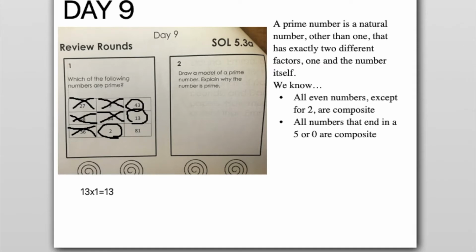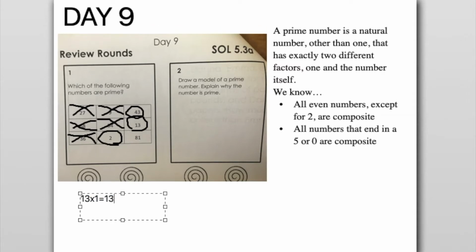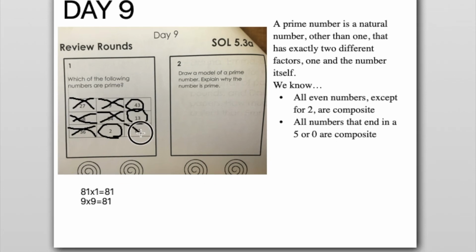All right, our final number is 81. Really think back to your multiples. Think about your multiples of 9. We know 81 times 1 equals 81. We also know that if we skip count by 9, we end up getting 9 times 9 equals 81. This shows us that 81 has more than 2 factors, and so it is composite, not prime.